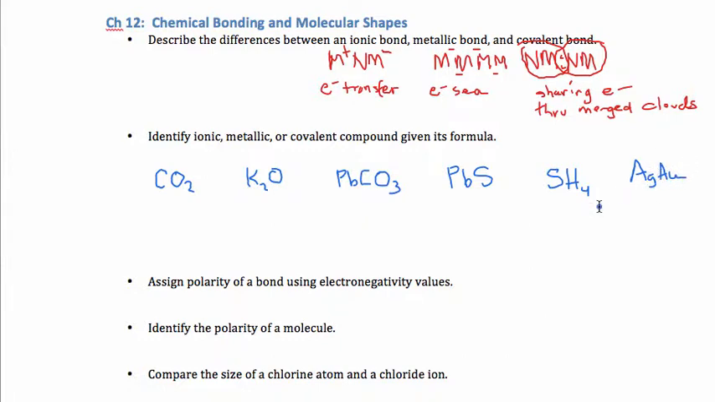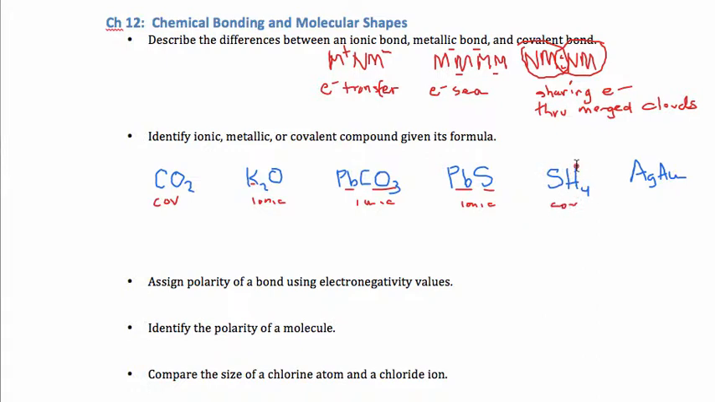Alright, here are some compounds for you. Let's look at carbon dioxide. Hopefully you categorize this as covalent because you have a nonmetal and a nonmetal. Here's a metal with a nonmetal, K2O, potassium oxide. That's ionic. Then you see lead carbonate. Carbonate is a polyatomic ion. Lead sulfide, ionic.